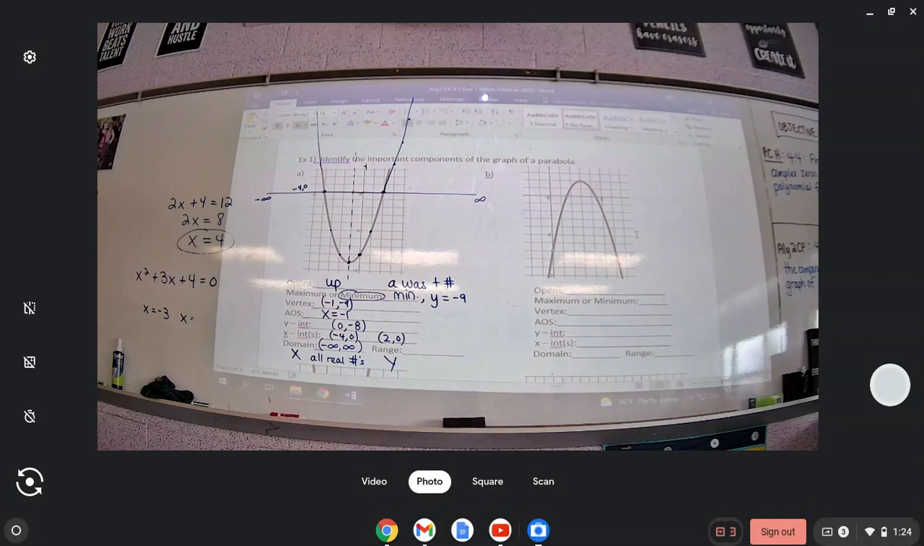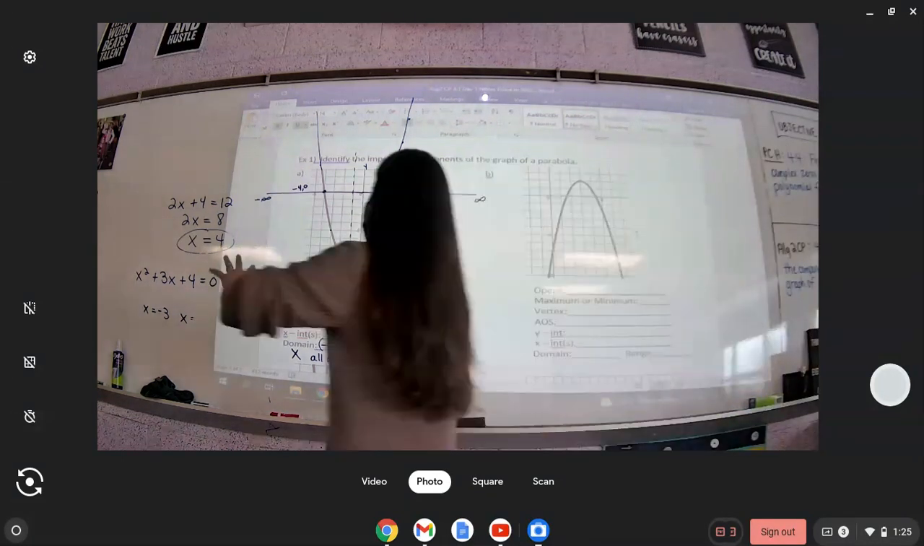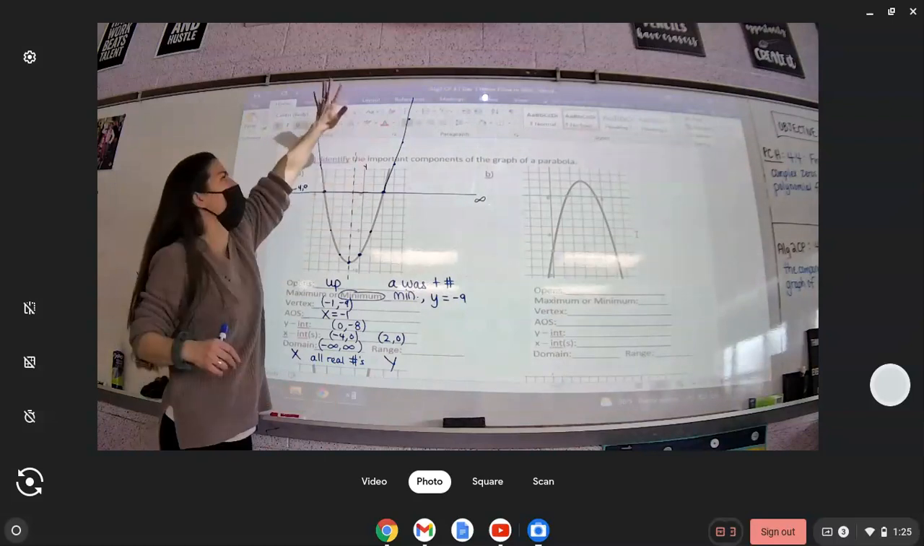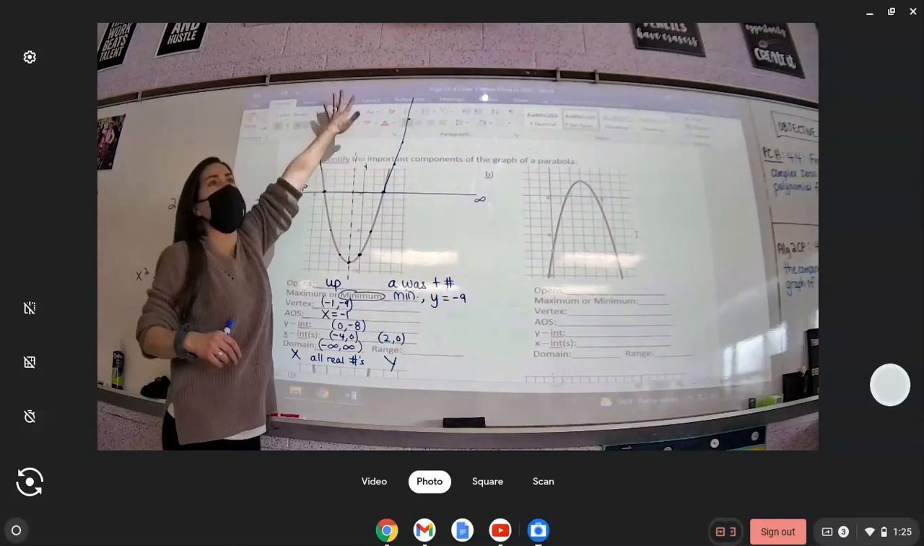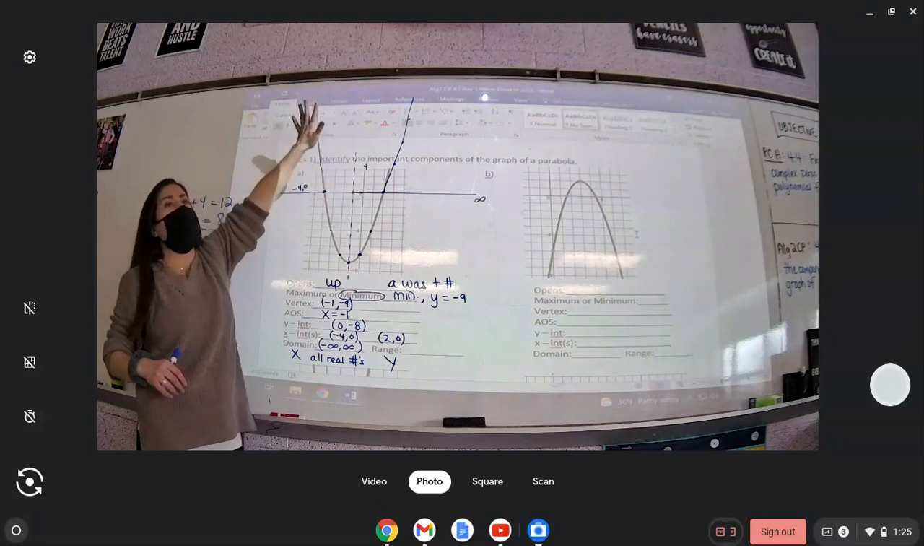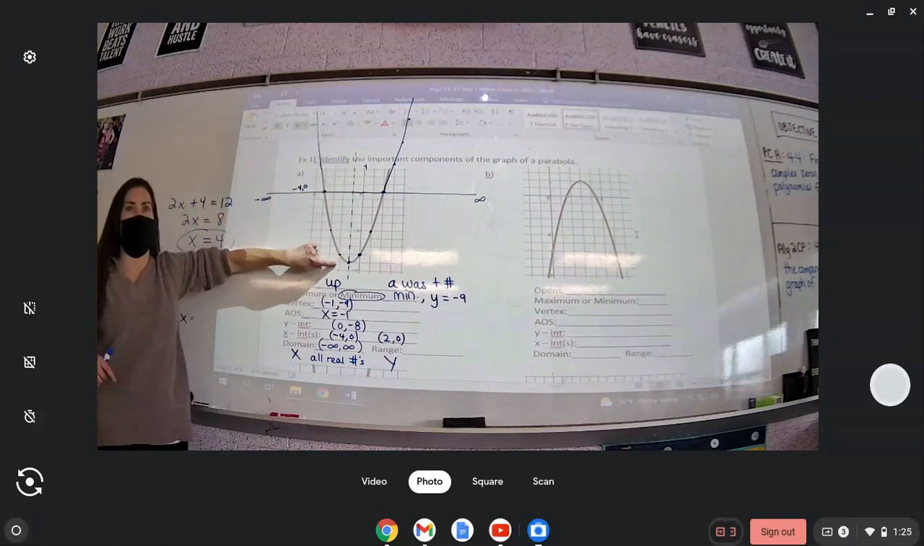Unless we make it some real world application, and it would only make sense for x to be a positive number. But in its raw state, the domain is all real numbers. All right, now the range is different. The y's, guys, look at the graph. The y values are going to go all the way up to who? Who's the biggest y value on the coordinate plane? Infinity.